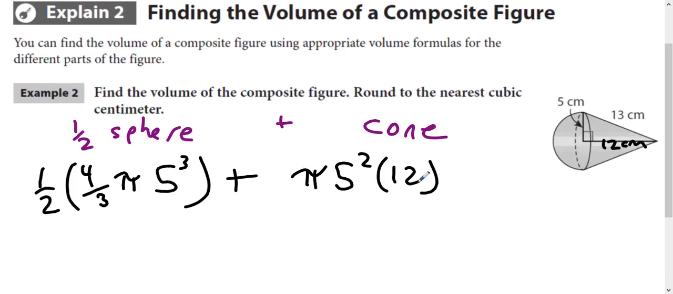So we're going to get the two volumes and add them together. For the sphere, we're going to do 5 to the 3rd power, 5 times 5 times 5, times pi, times 4/3, and then times 1/2, or just divided by 2. So just round it to the nearest cubic centimeter. I'll keep 0.7 for right now, and then we'll round at the very end, because there's 0.6 repeating.